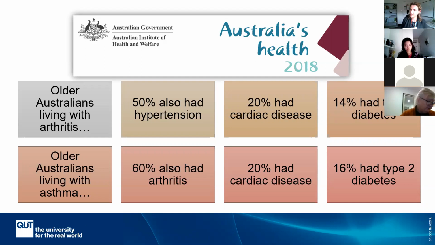And older Australians, and I think we're talking plus 65, so not that old, 60% of older Australians living with asthma, 60% also had arthritis, 20% had cardiac disease, and 16% had diabetes. So we are seeing numbers of people living with multiple chronic conditions going up.